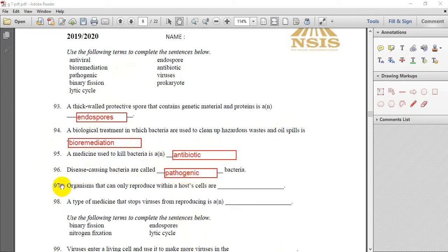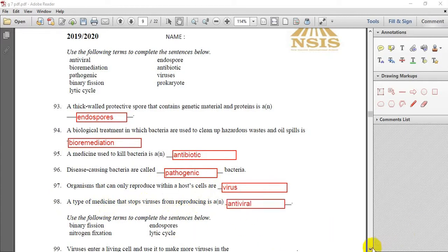Question 97. Organisms that can only reproduce within host cells. Which organisms need host cells to reproduce? Without a host they cannot reproduce and they are considered non-living. Yes, virus. Next question, a type of medicine that stops a virus from reproducing. The medicine used for viruses is antiviral.